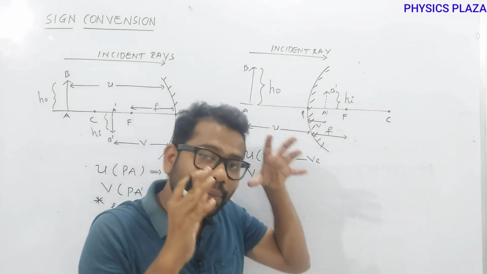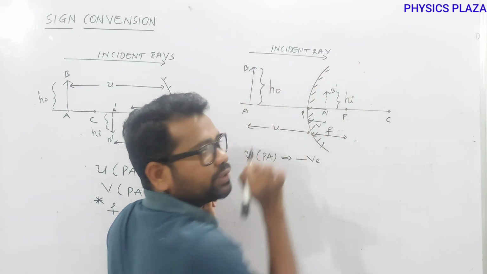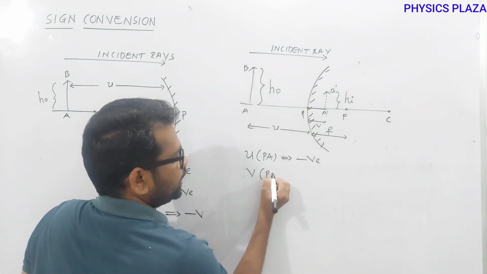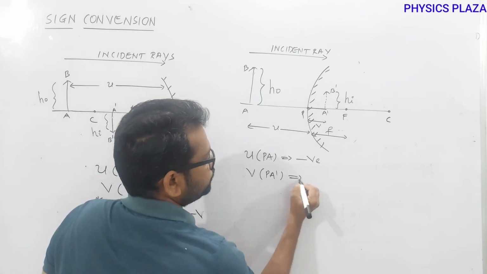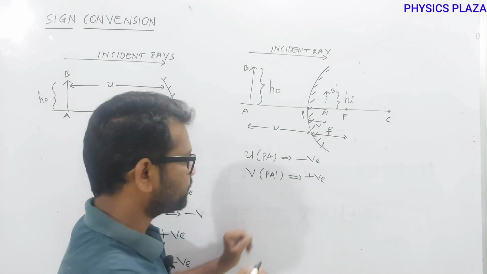Very good. Image distance, P to A dash. Why P to A dash? Because P is the origin. As we are measuring P to A dash, we are moving in the direction of the incident ray. So as per the rules, it is positive. The measurements taken in the direction of the incident ray are positive only.